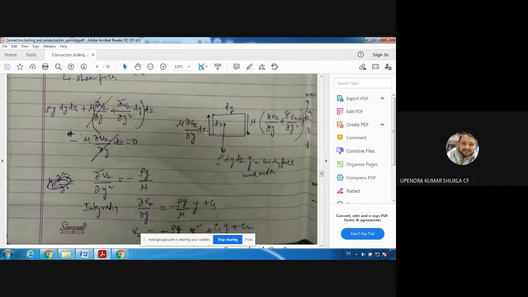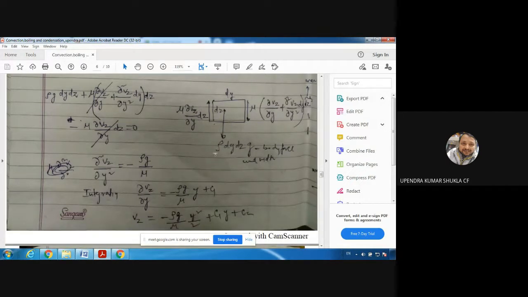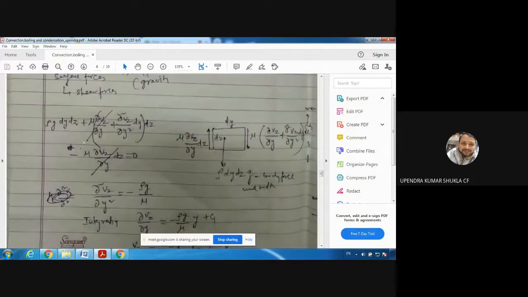These are the surface forces, the shear forces on this face and on this face. The gravity force is rho dy dz g, which is the body force. Rho is the mass per unit volume and dy dz into 1 is the volume, so mass per unit volume multiplied by volume gives the mass, and multiplied by g it gives the body force, the gravitational force. Plus z direction, downward, is what I have taken, so opposite to it is the minus z direction.